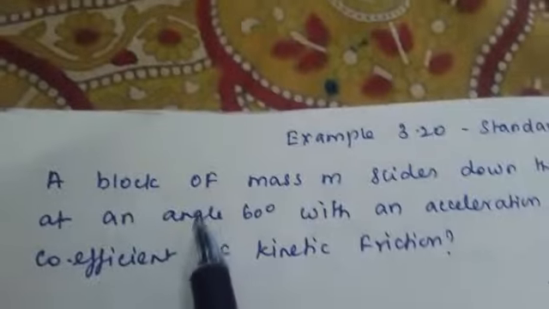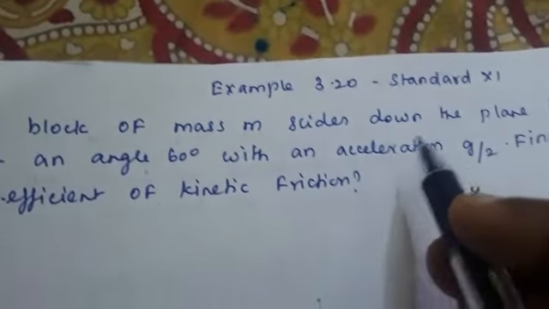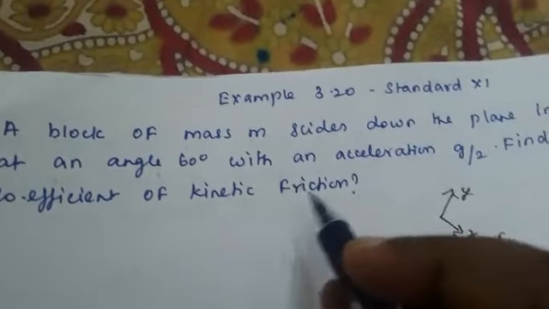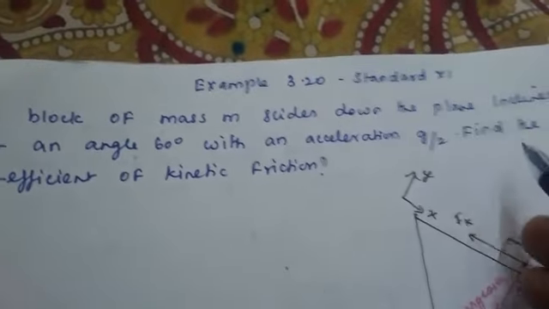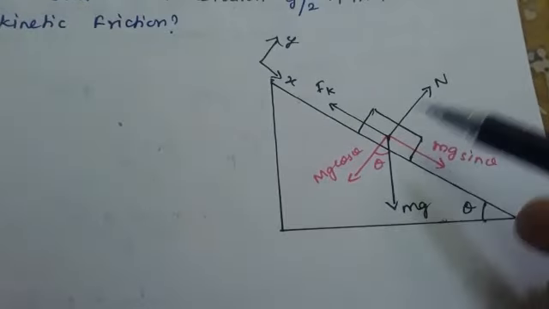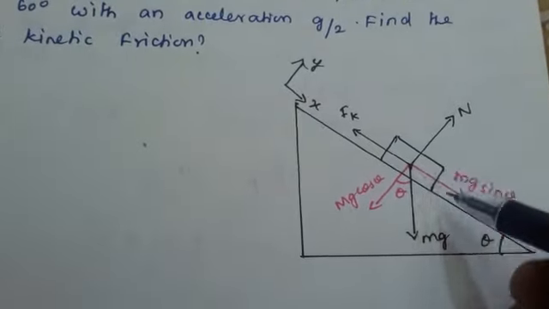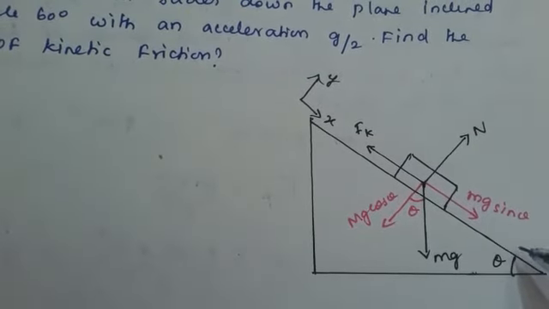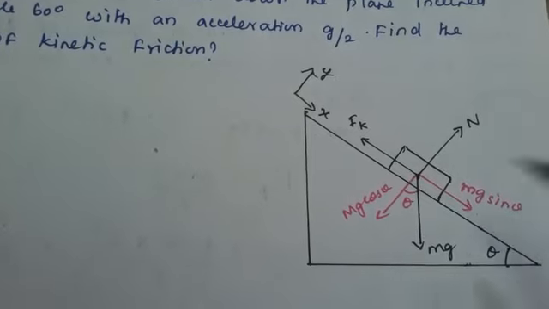3.20. A block of mass m slides down the plane inclined at an angle 60 degree with the acceleration g by 2. Find the coefficient of kinetic friction. Now this is how the diagram is. This is a block which is inclined in a what? At an angle theta. Okay, with an acceleration of g by 2.